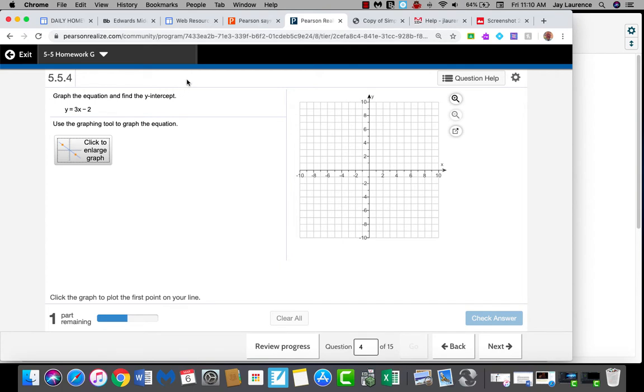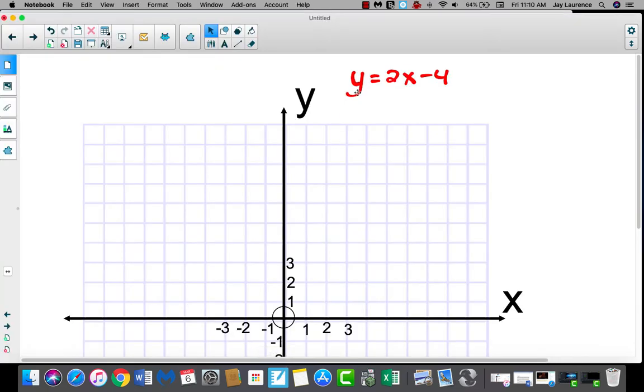I got your email, and I want to show you this stuff is really easy, all right? So before I do it on here, I'm going to go onto Smart Notebook, okay? And I've got some equations here. I've got y equals 2x minus 4.